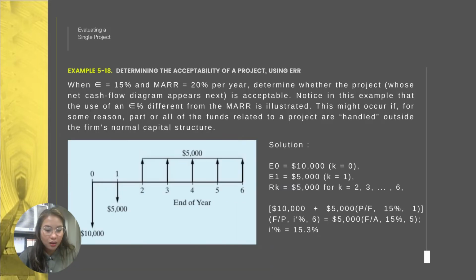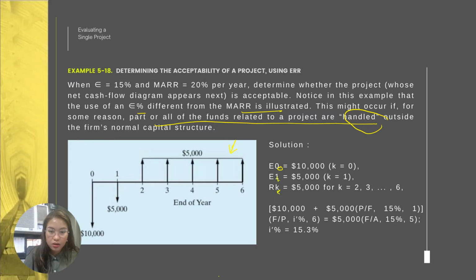Next, another example is 5-18. When E is 50% and MARR is 20%, determine whether the project whose net cash flow diagram is shown is acceptable. Notice in this example that the use of E% different from the MARR is illustrated. This might occur if for some reason part or all of the funds related to a project are handled outside the firm's normal capital structure. This is E sub 0 and E sub 1, and this is R sub K.